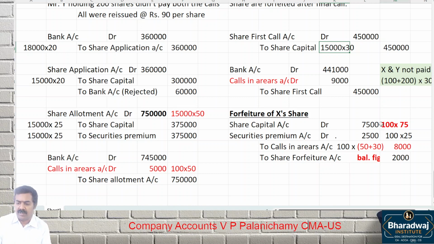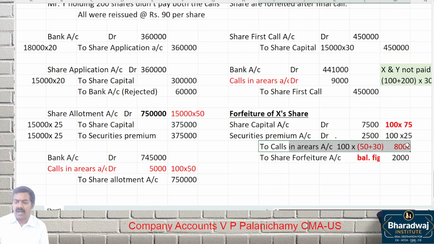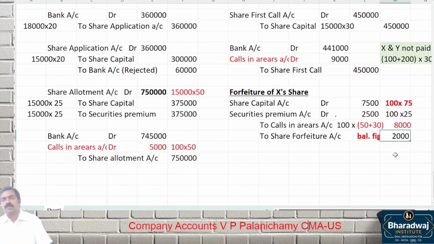So called up value 100 into 75. Why are we debiting securities premium? This person has not paid allotment money, so he has not paid premium. How are calls in arrears 100 into 80? Application money paid. Allotment money not paid, 50. First call money 30. 80 into 100, 8,000. Balance goes to which account? Share forfeiture account. Take note of this and we'll proceed.